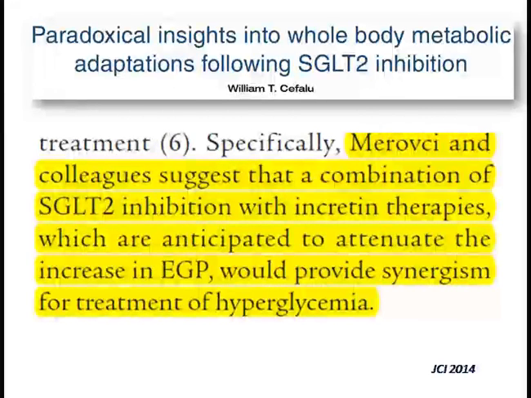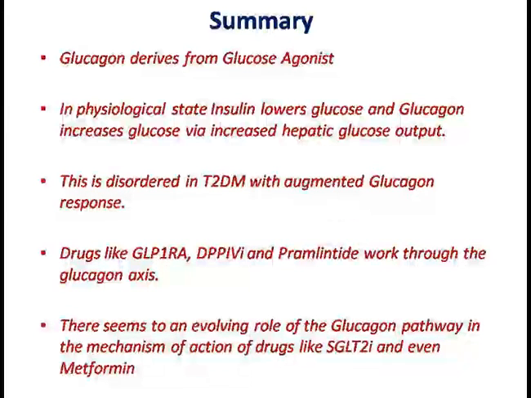So to summarize, glucagon derives from the word glucose agonist. In physiological state, as we know, insulin lowers glucose, and glucagon increases glucose via increased hepatic glucose output with increased gluconeogenesis. This is disordered in type 2 diabetes with destruction of beta cells and augmentation in the number of alpha cells with increased glucagon response.